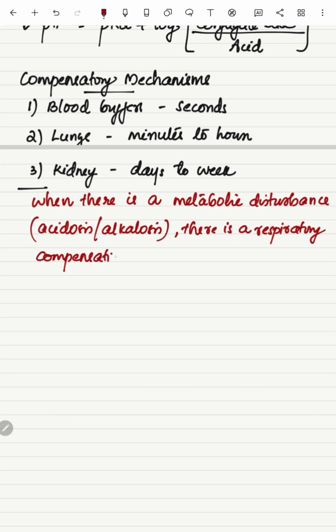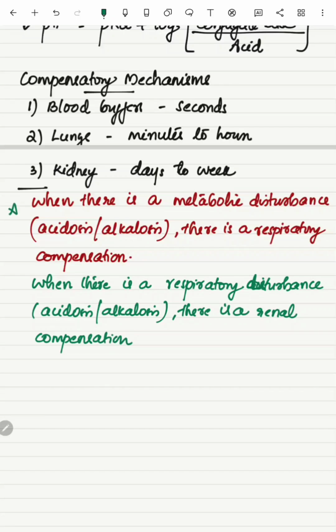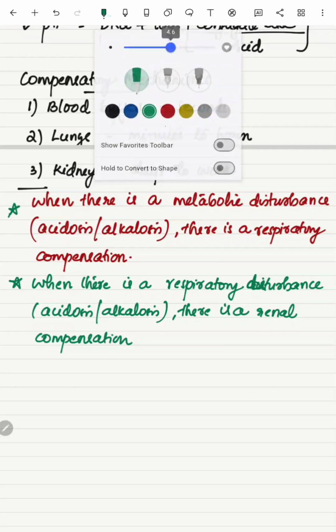Likewise, when there is a respiratory disturbance, either acidosis or alkalosis, there should be a renal compensation. So once again, if the patient is having respiratory acidosis or respiratory alkalosis, the body has to compensate with the help of kidneys. So these are the two major points you have to understand before interpreting and writing about the compensatory mechanisms of ABG disorders.